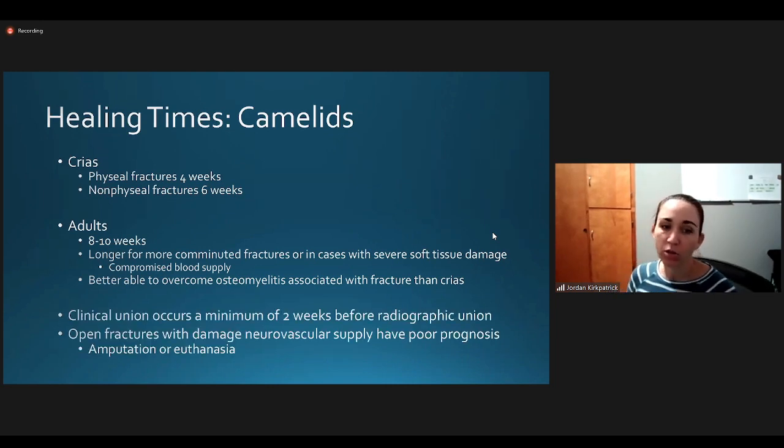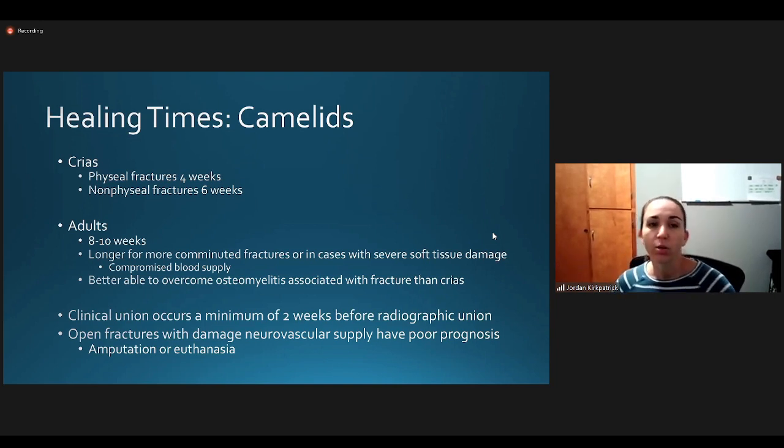And in general clinical union, so what we say, okay, this fracture appears stable, usually occurs at least 2 weeks before radiographic union. So kind of what I was talking about earlier, if the fracture feels stable when you're palpating it, because some of our clients don't want to pay for radiographs multiple times, so we're just having to use our palpation and feeling, and if the fracture is stable on palpation, then we can move forward with coming out of a cast and going into a splint or things like that.